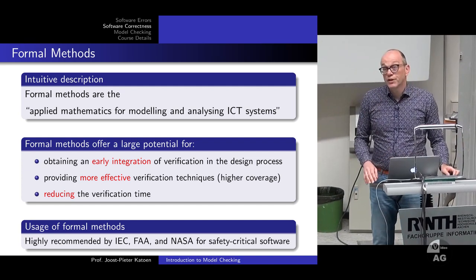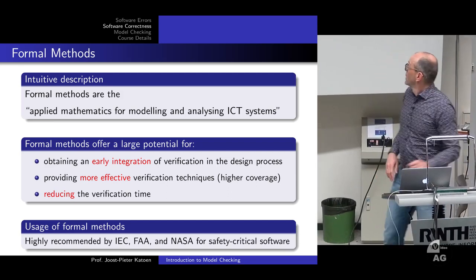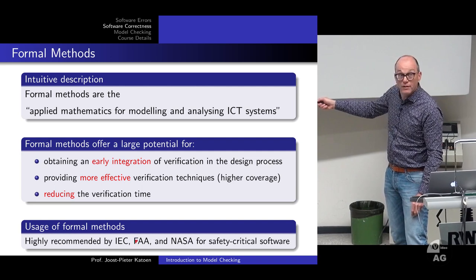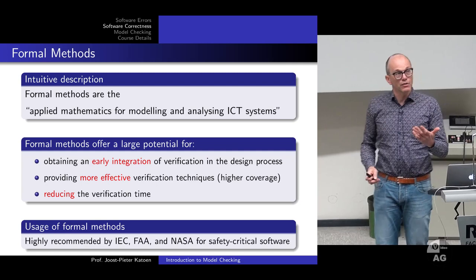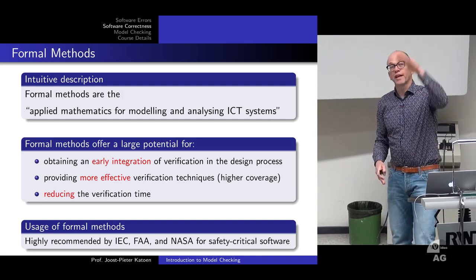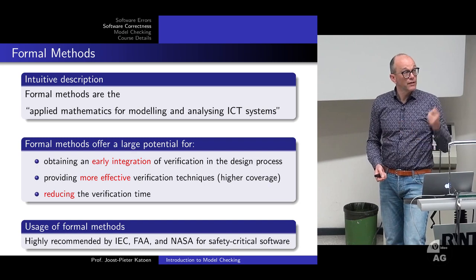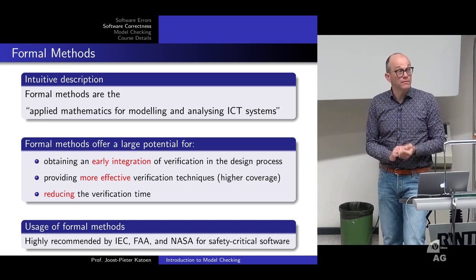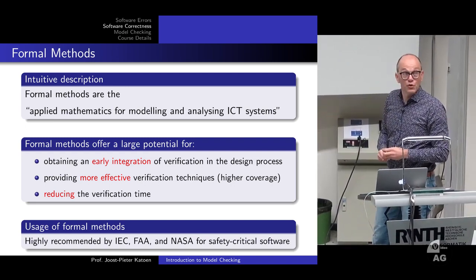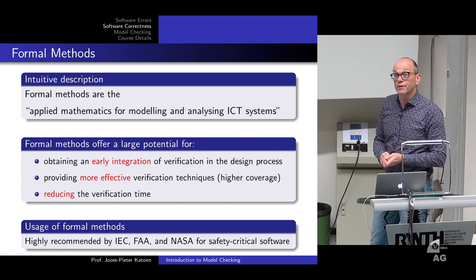The use of formal methods nowadays is also highly recommended in standards. So you have a standardization body, the Federal Aviation Authority. This is a standardization body for airplanes in the US. They have different criticality levels of software, and for the two highest levels of software criticality, they recommend using formal methods like model checking. NASA actually also uses formal methods and advocates their use in safety-critical software.